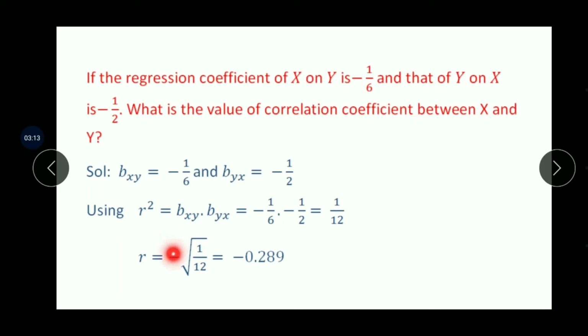Now r will be equal to minus. Why am I taking minus here? Because both bxy and byx are negative. So r comes out to be minus 0.289, and this is the correlation coefficient.